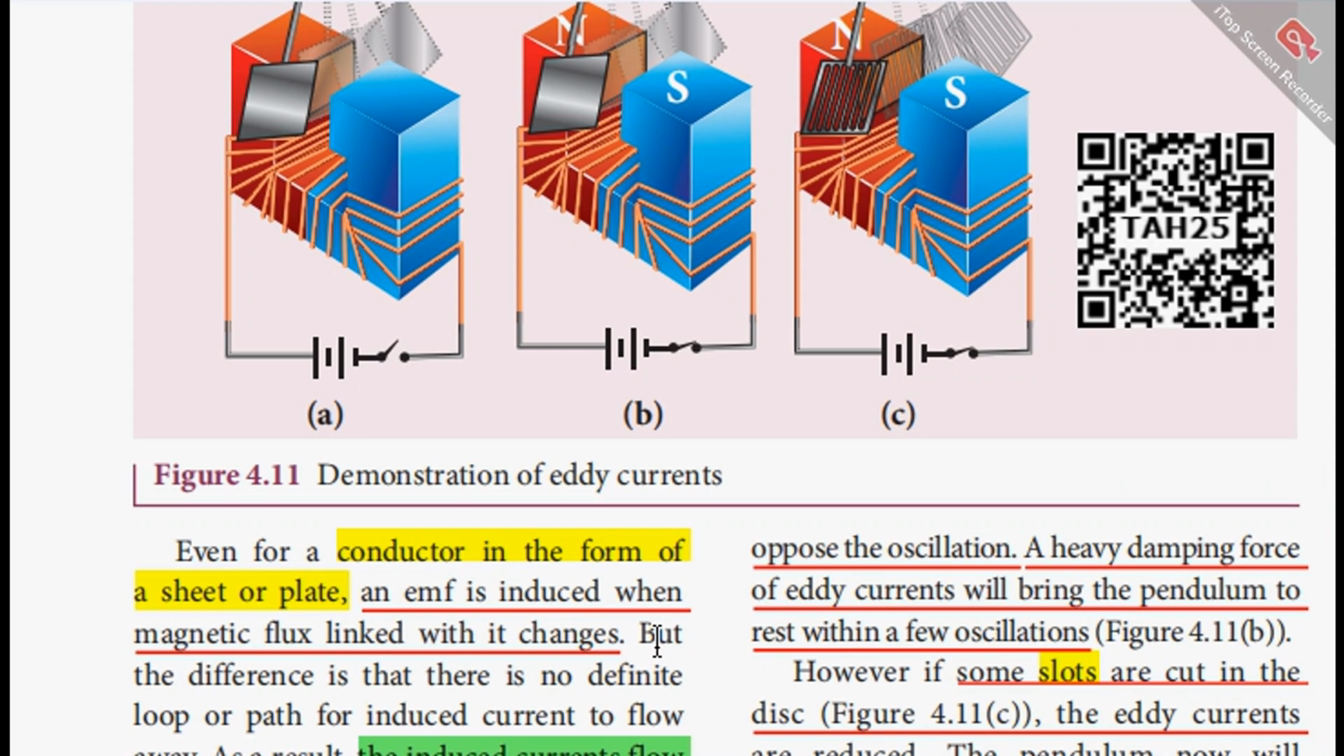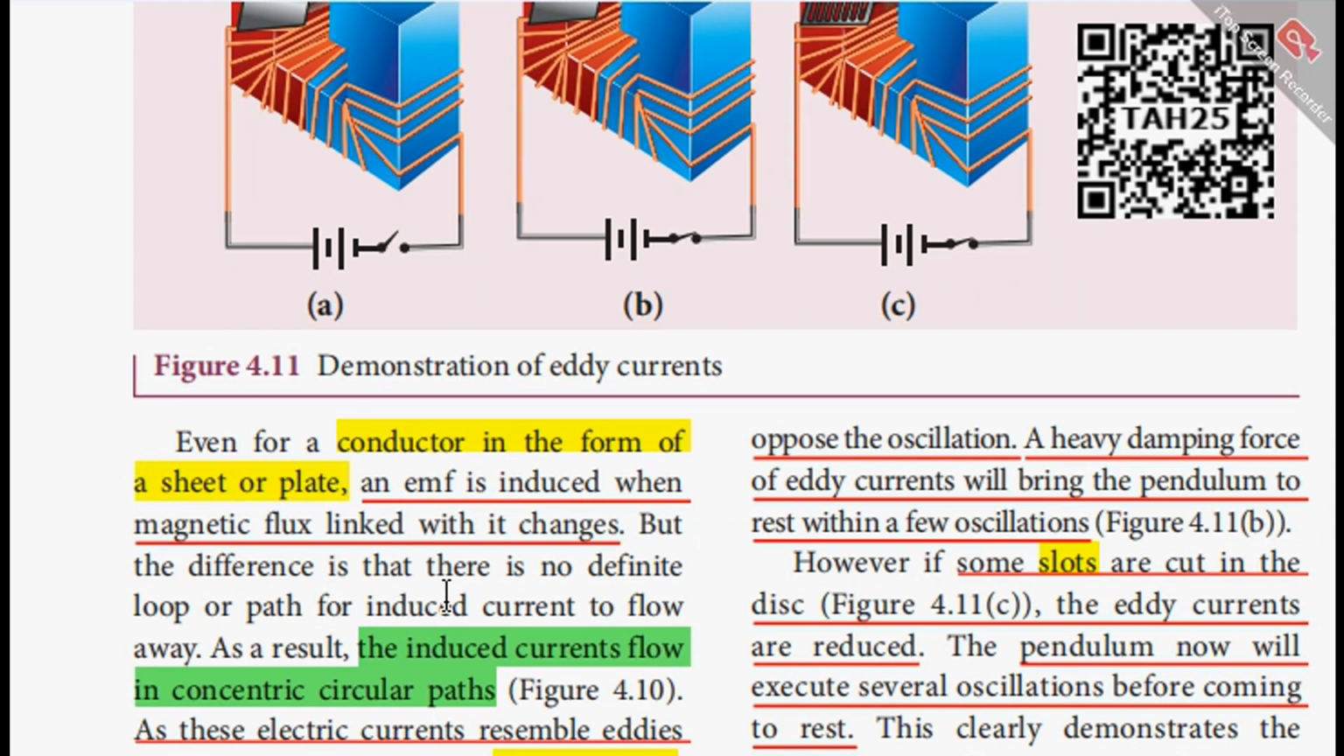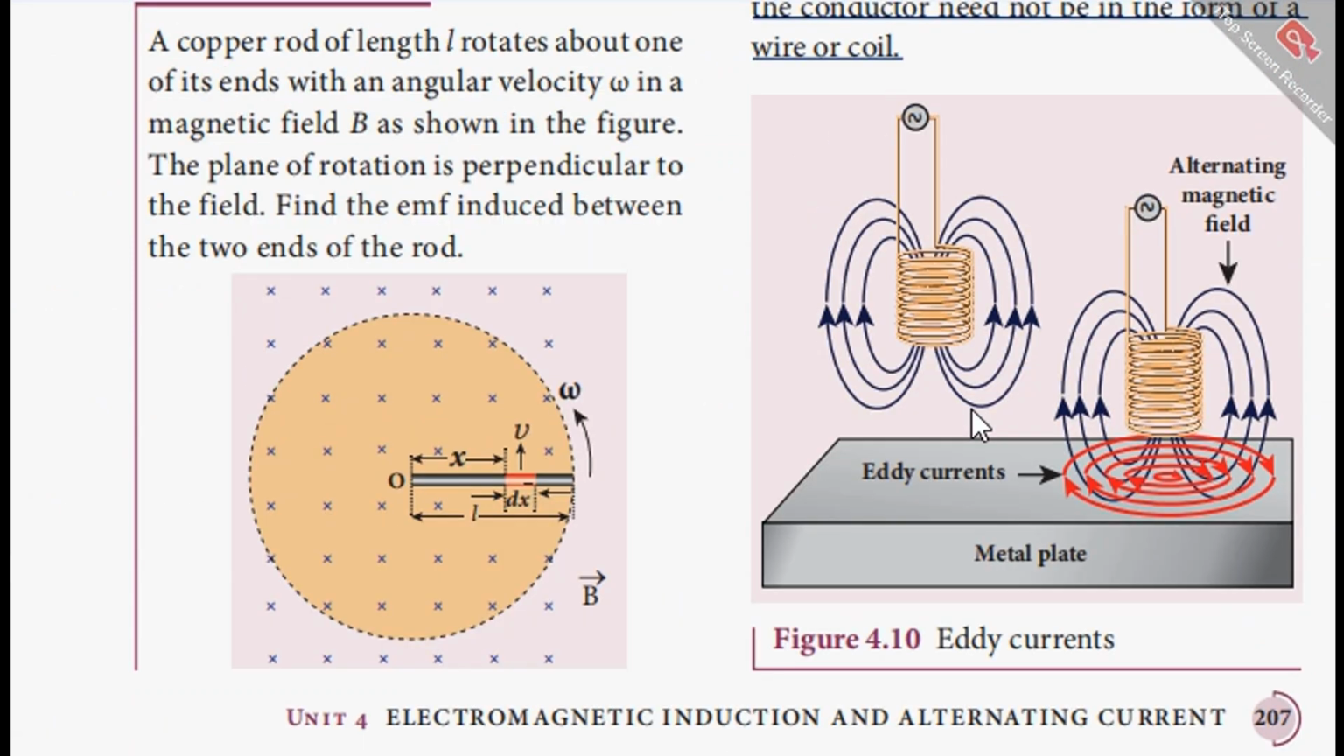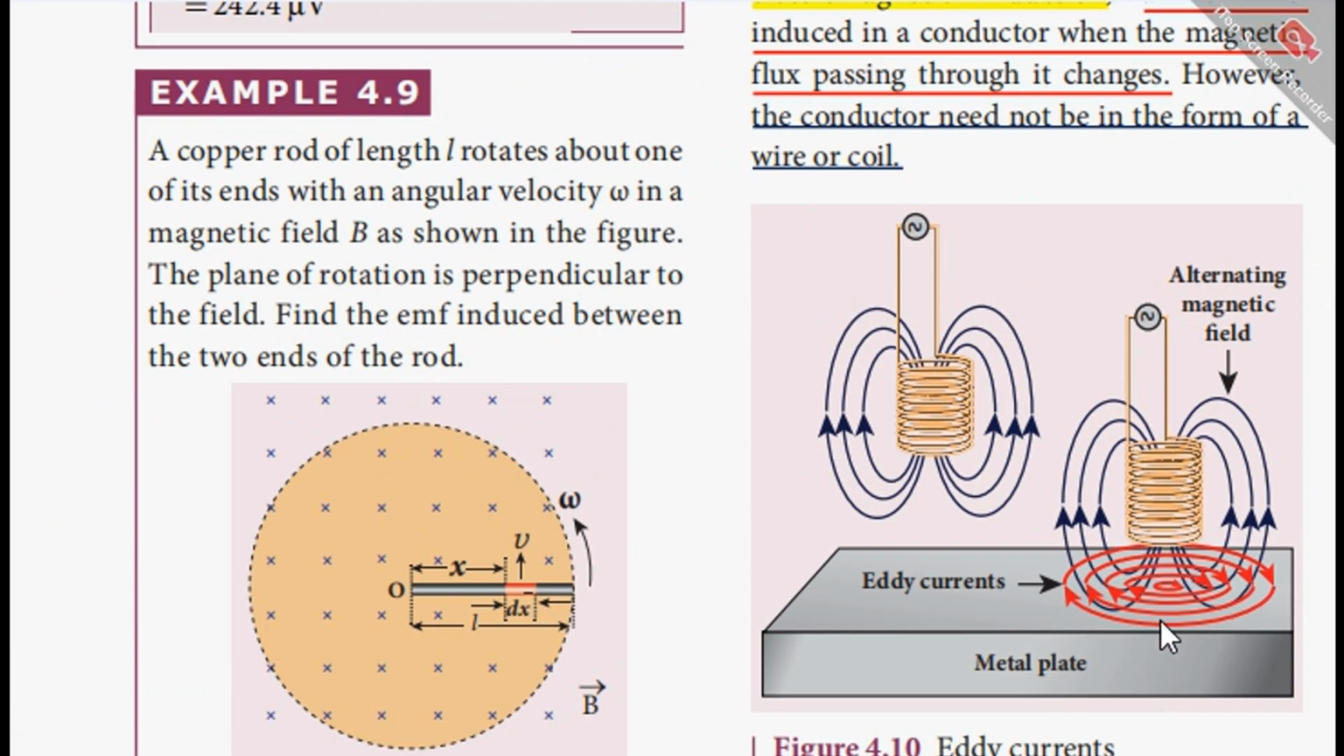But what is the difference? It is that there is no definite loop or path for induced current to flow away. So, as a result, the induced currents flow in concentric circular paths as shown in this figure 4.11, like this. So the eddy currents will be in this circular form, in this metal plate.